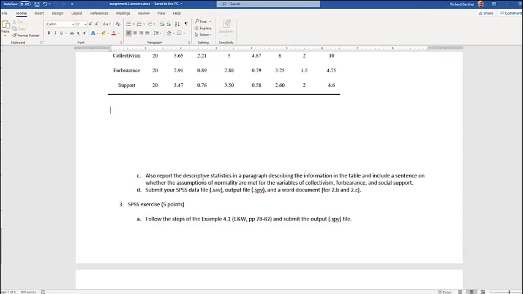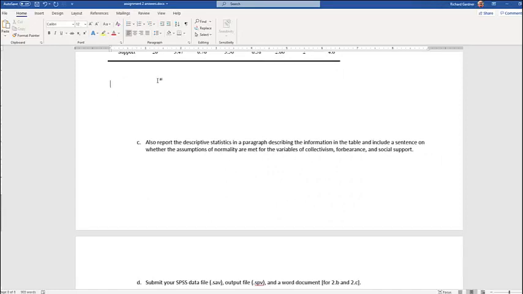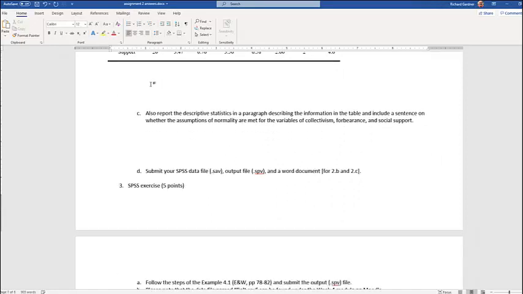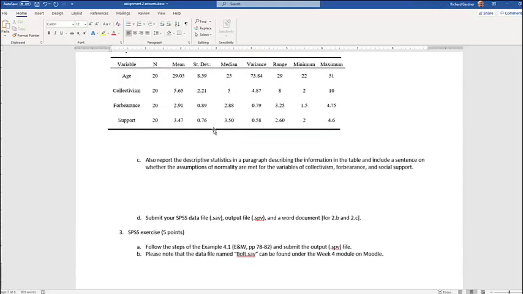Also report the descriptive statistics in a paragraph describing the information on the table, including a sentence on whether the assumptions of normality were met for, oh, okay. So we have to check out these things and see if they're normal. So let's take the first one. Let's take age. All right.